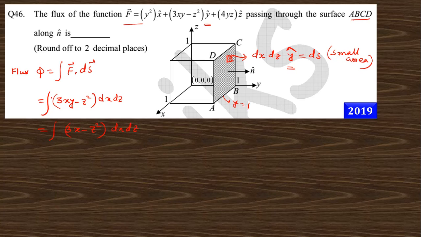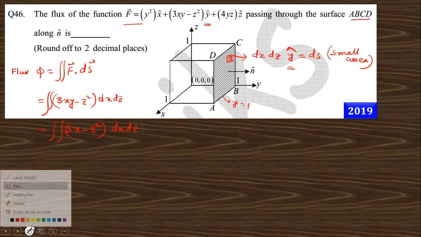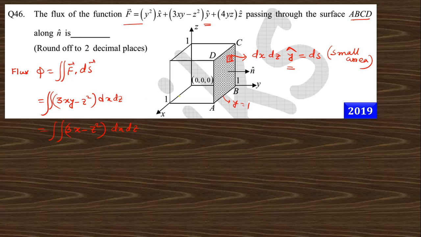There are two integrations, this is the surface integral, where the value of x is 0 to 1 and the value of z is also 0 to 1. Now if we calculate the integration with respect to z, where x is 0 to 1, we integrate along the z axis: 3xz minus z cubed by 3, where z is 0 to 1, into dx.